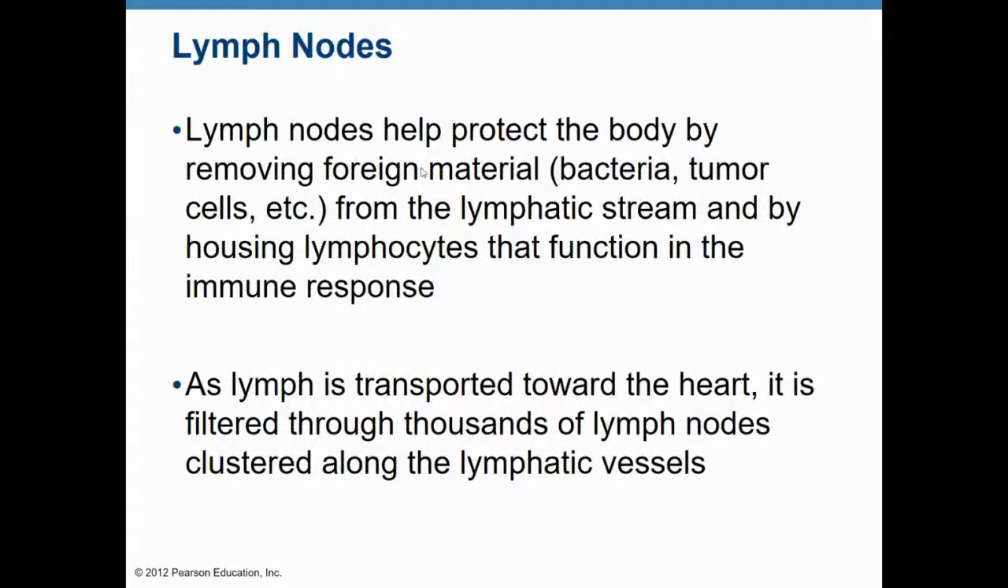So lymph nodes are little organs of the lymphatic system, and they help to protect your body by removing foreign material, things like bacteria and viruses and tumor cells, from the lymphatic stream. They also house special cells of immunity called lymphocytes. As the lymph is transported toward the heart, it is filtered through thousands of lymph nodes that are clustered along those lymphatic vessels.